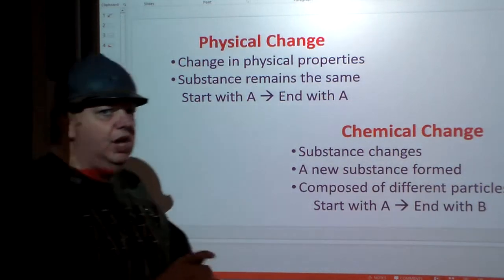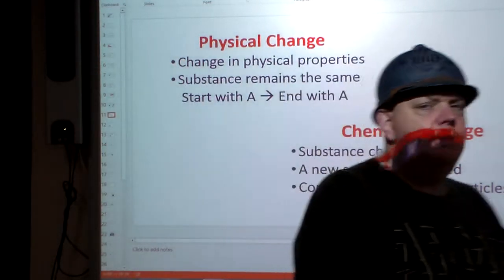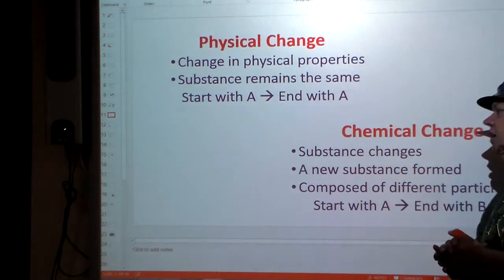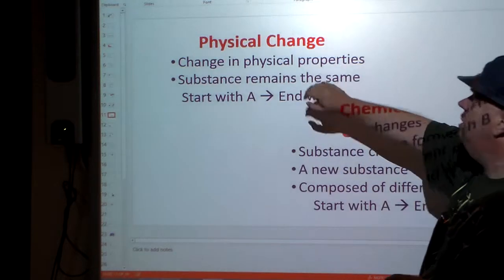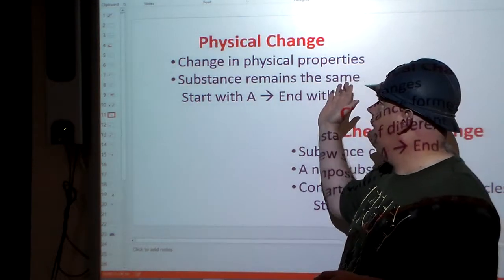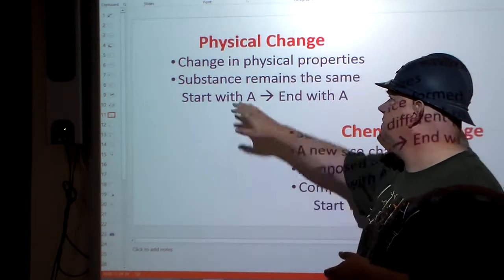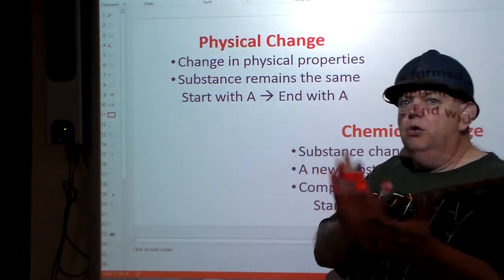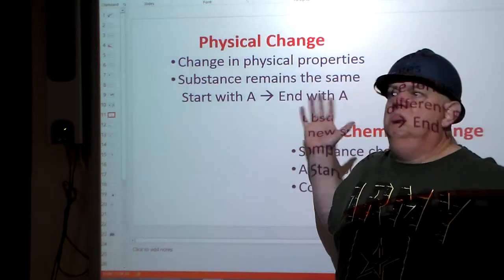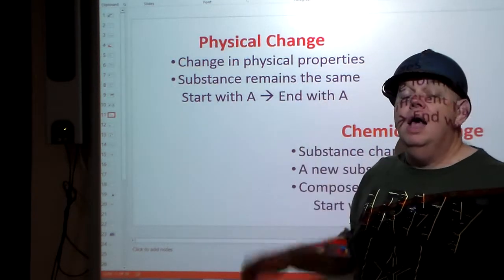So we looked at physical properties, we looked at chemical properties. We also need to look at physical and chemical changes as well. So a physical change is a change in physical properties. Okay, the substance remains the same. You start with A, you end with A. Folding up a piece of paper, it's still paper.